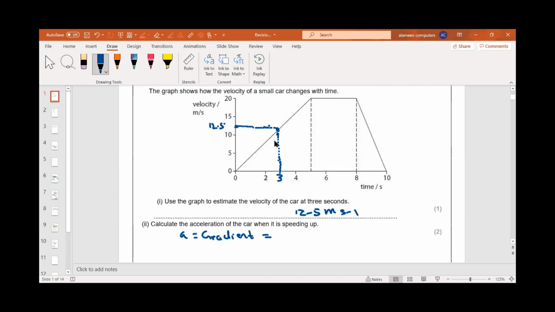speeding up. So what is the height? Height is 20 meters per second. What is the run? It's 5 seconds. So what is our acceleration? 20 divided by 5 is 4 meters per second squared. That is the acceleration.